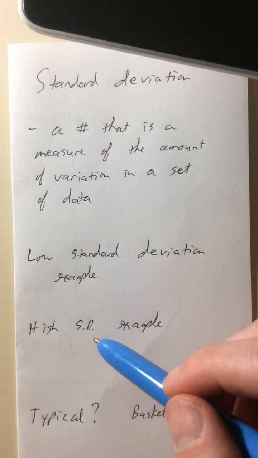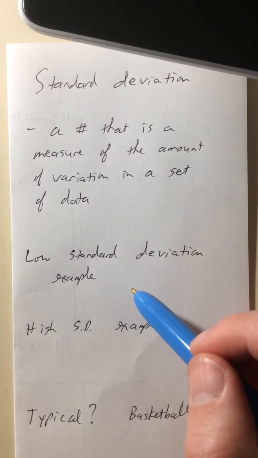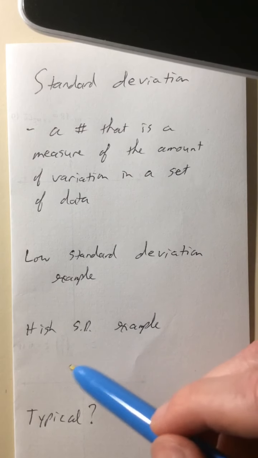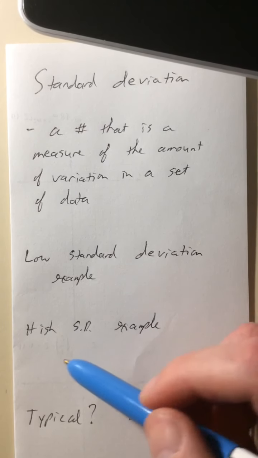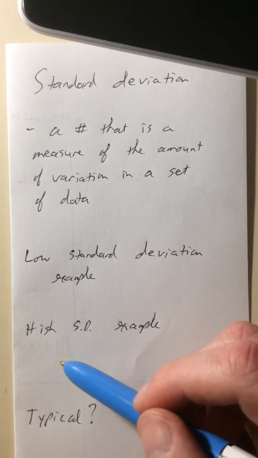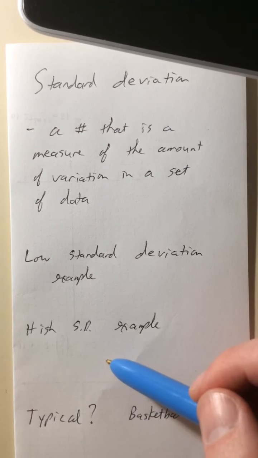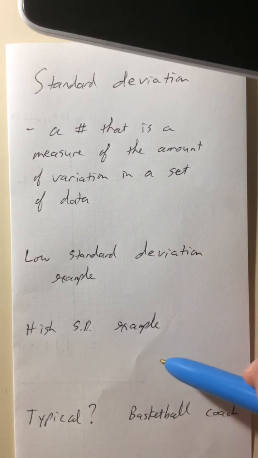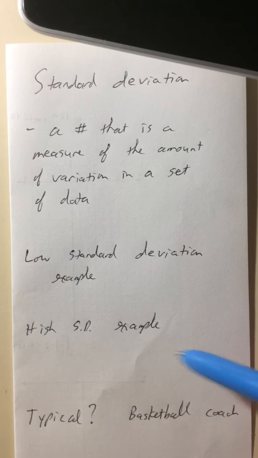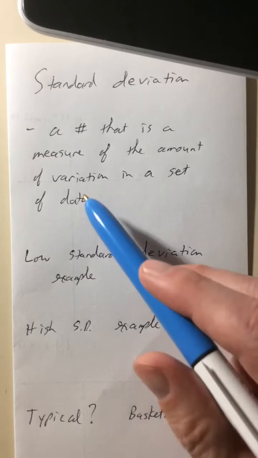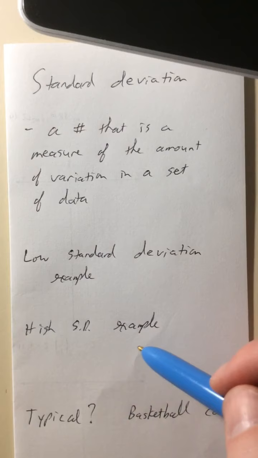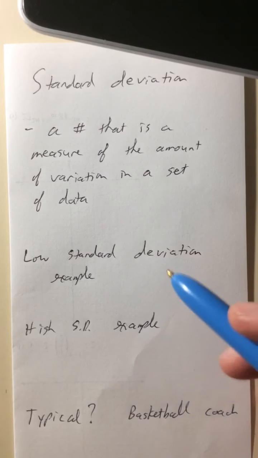A high standard deviation, and we'll talk later about what that number might be. A high standard deviation example might be, well, we have a class again of 10 girls, and maybe 2 of the girls are 4'10", 3 of the girls are like 5'3", 4 of the girls are 5'6", and 1 of the girls is 5'10". So you can see that there is a lot of spread or variation in the data. Small variation, small standard deviation. Large variation, large standard deviation.